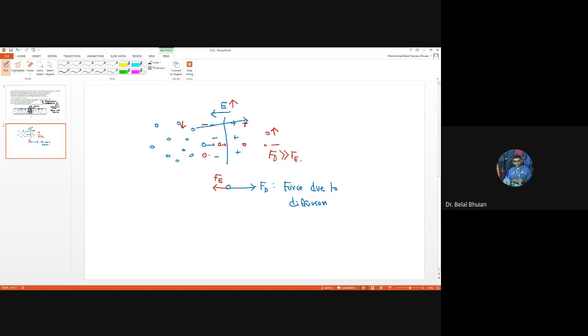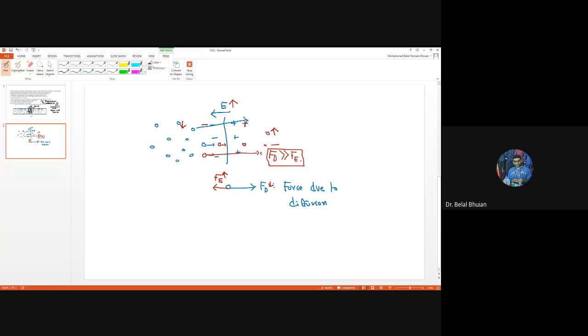the force due to diffusion for the next hole, let's say another hole is trying to cross the junction. So when the second hole tries to cross the junction, it is going to experience a slightly bigger force due to the electric field and a slightly smaller force due to the diffusion. Still, we're going to find that the force due to diffusion is more than the force due to the electric field. So that means this second hole as well will cross the junction.